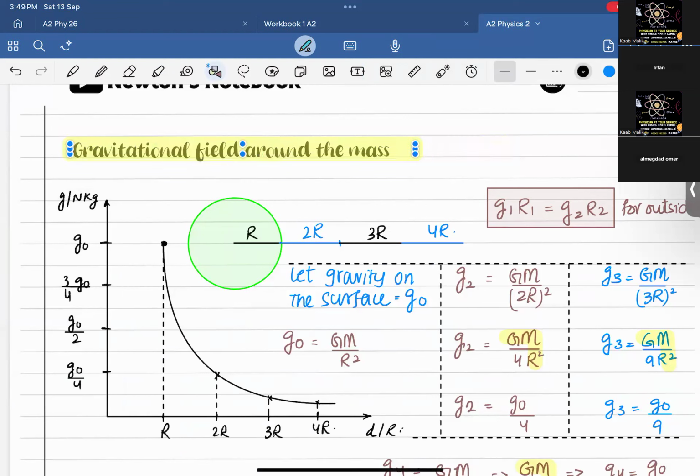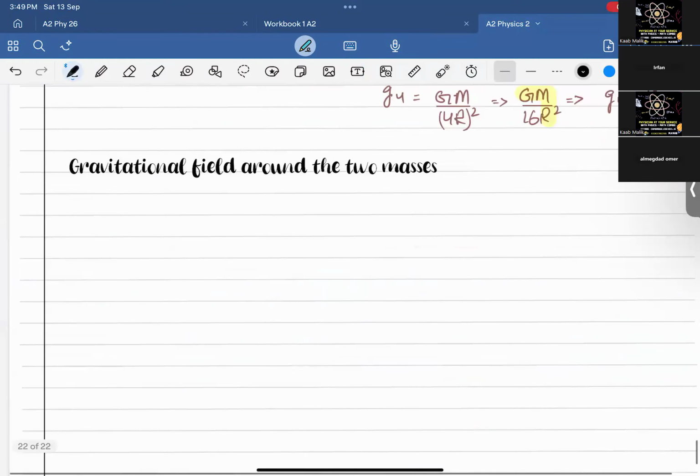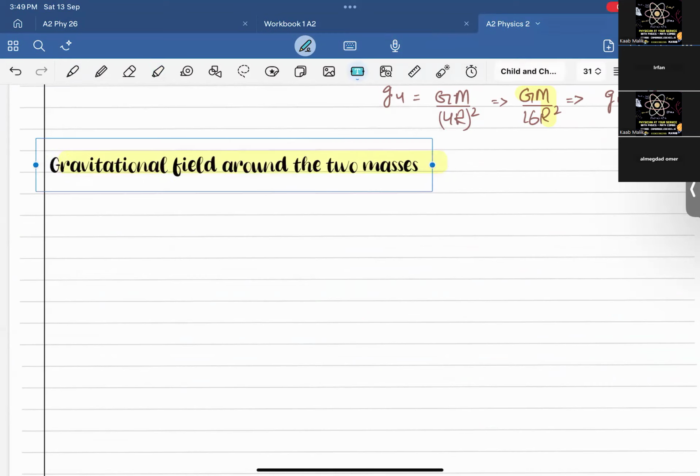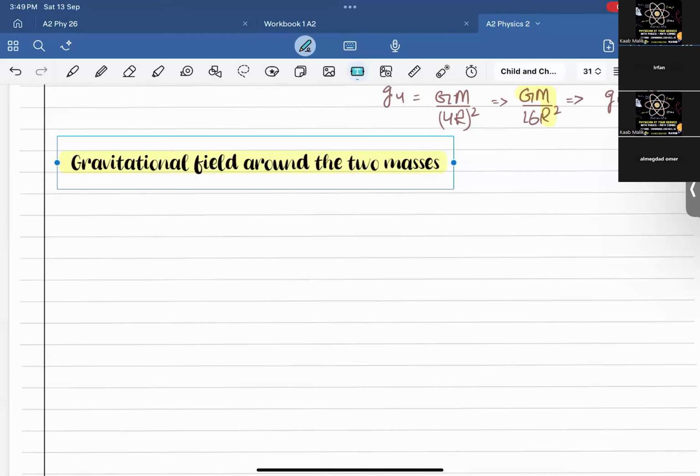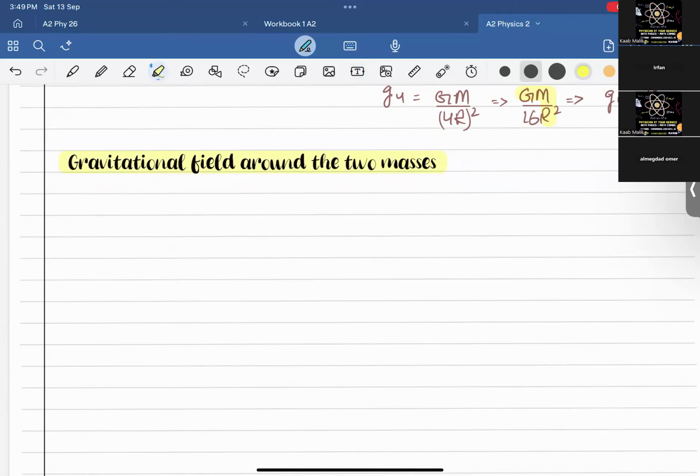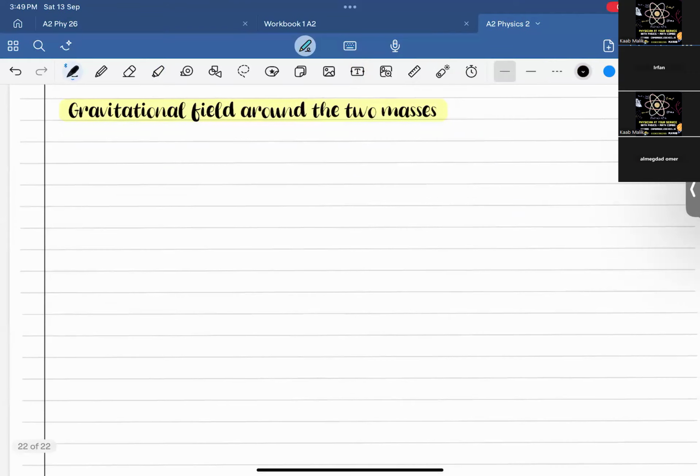So if we talk about the gravitational field around the two masses, the two masses could be of the equal size, or the two masses could be of different magnitude, depends. So let's say I have a mass, and I have another mass. Let's say they're not the same, they're different.